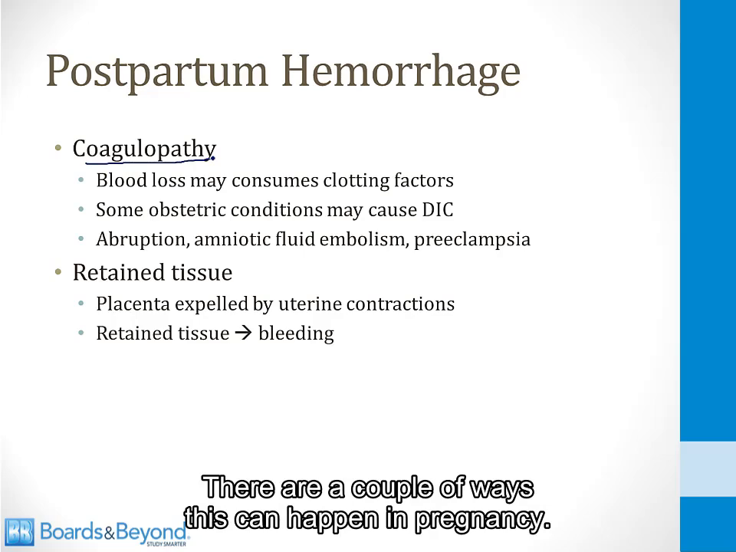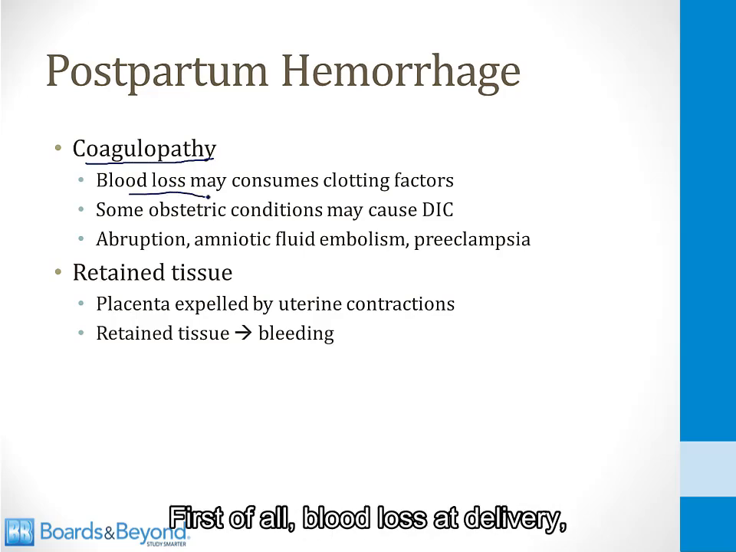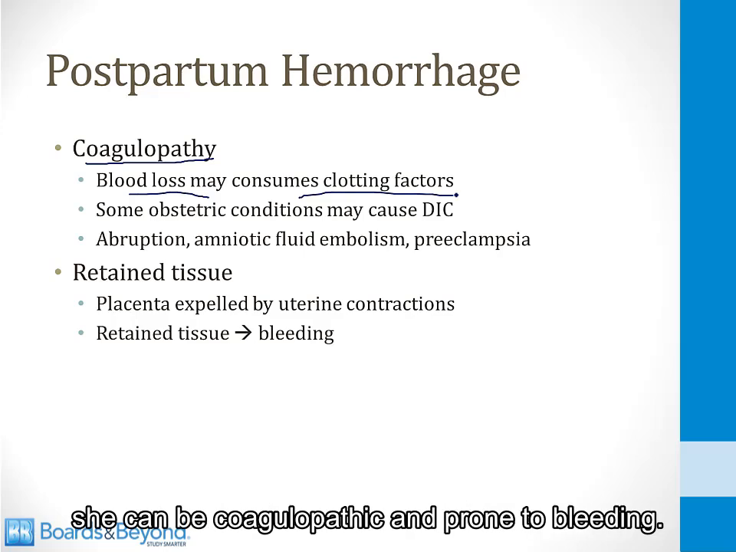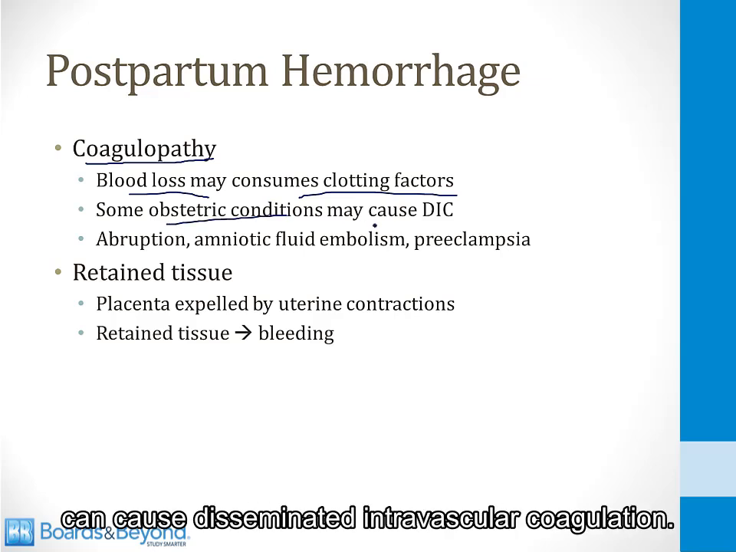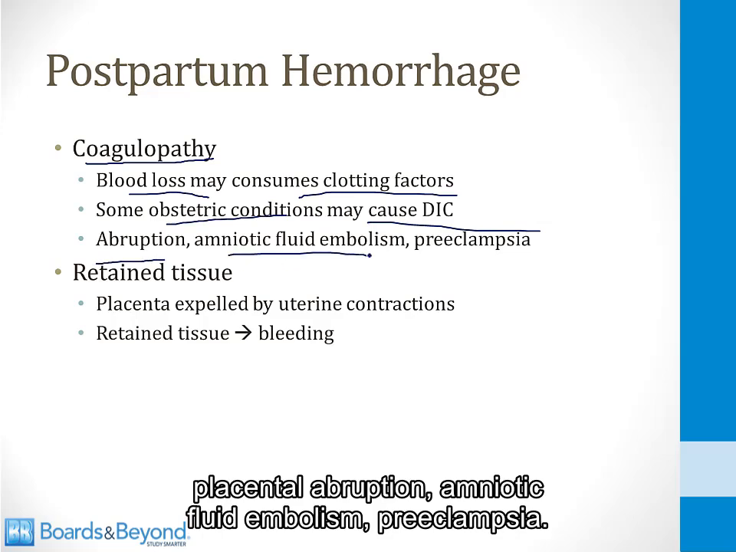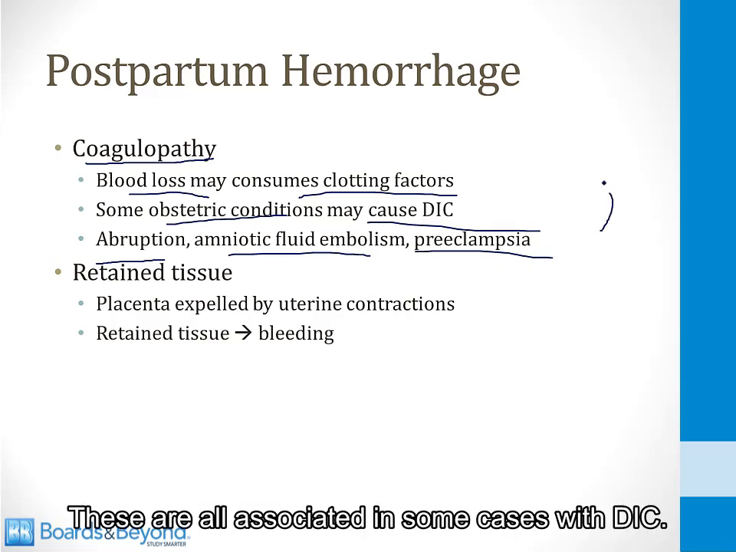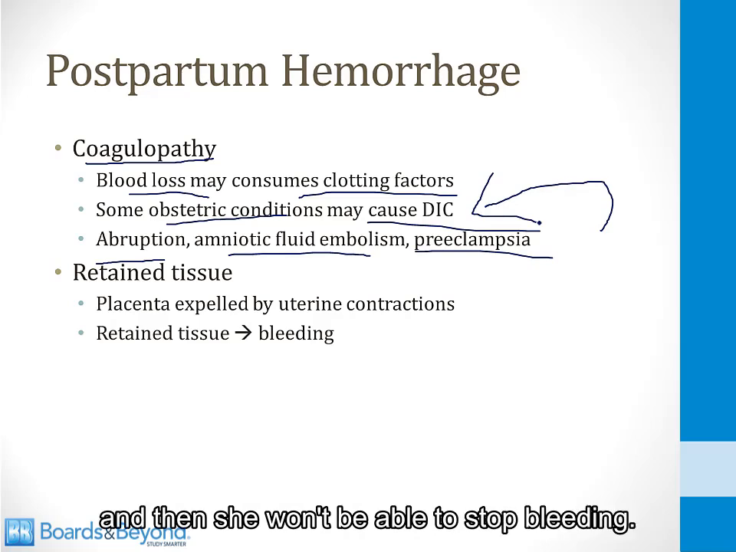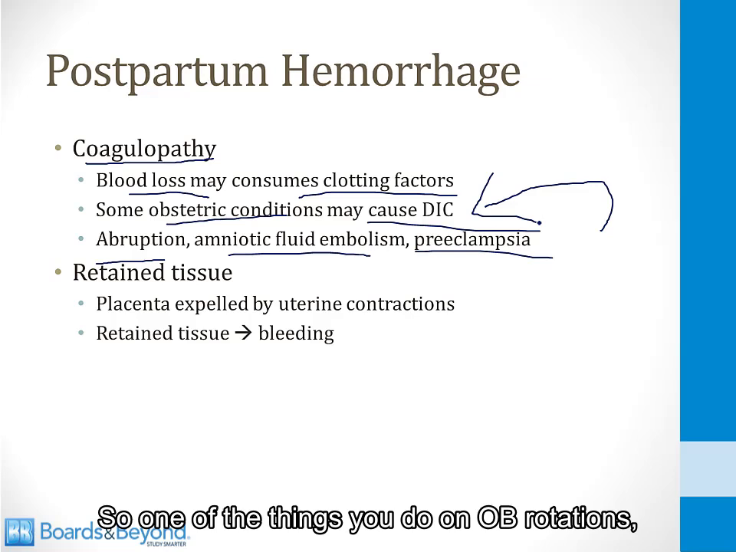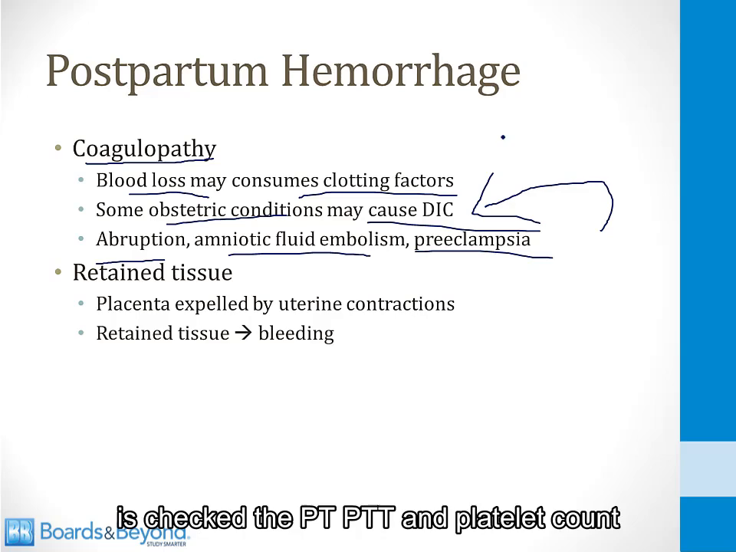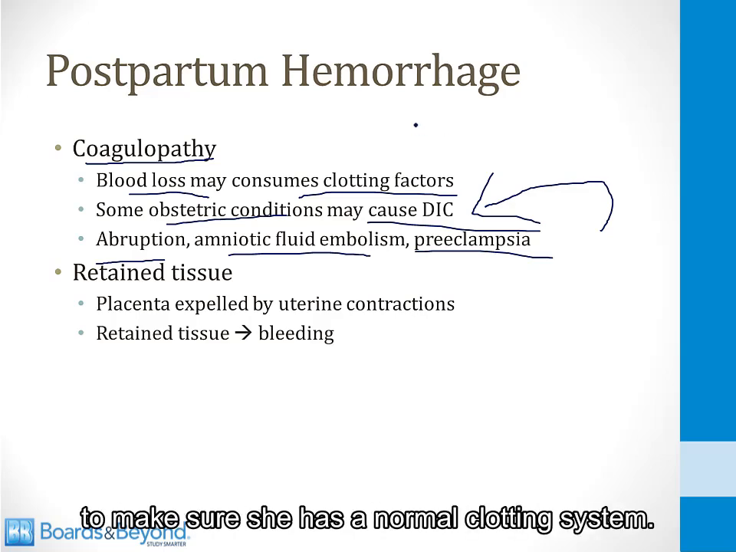There are a couple of ways this can happen in pregnancy. First of all, blood loss at delivery may consume clotting factors, and if a woman does not have enough clotting factors left behind, she can be coagulopathic and prone to bleeding. In addition, some OB conditions can cause disseminated intravascular coagulation. So, for example, placental abruption, amniotic fluid embolism, preeclampsia, these are all associated in some cases with DIC. So if a woman develops DIC, she won't be able to clot, and then she won't be able to stop bleeding. So one of the things you do on OB rotations if a woman continues to bleed after delivery of a baby is check the PT, PTT, and platelet count to make sure she has a normal clotting system.